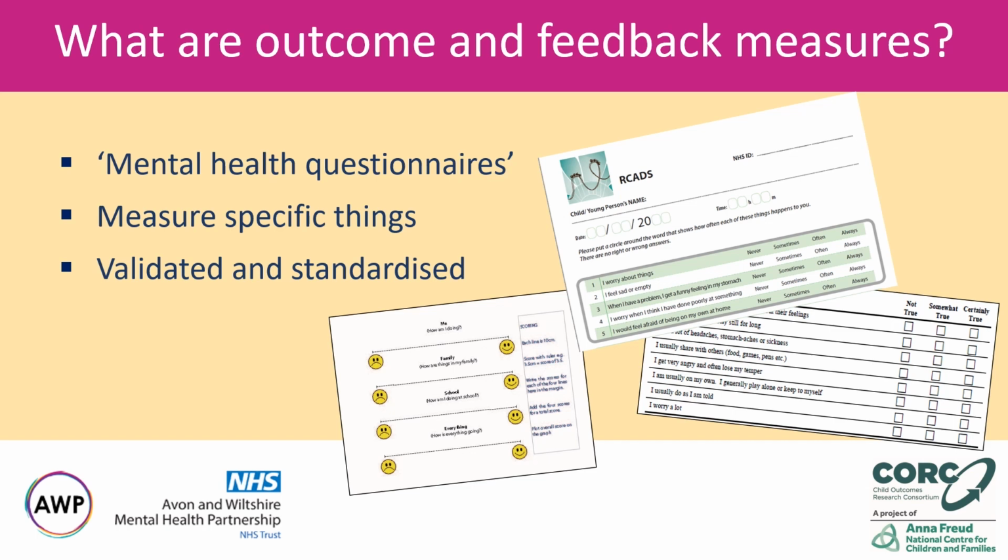It is important to note here that measures that are used for children, young people and families in mental health services should be those that have been robustly designed and tested. The measures that we use in the Avon Wiltshire Partnership have been validated and standardised. This means that they are valid, they measure the intended construct and avoid bias as much as possible, and they are standardised and reliable, which means they get the same results each time if characteristics stay the same and they avoid inconsistency.